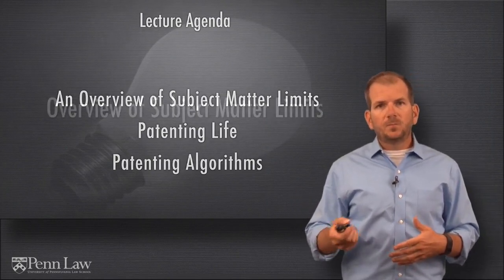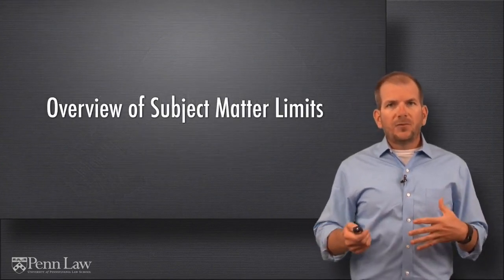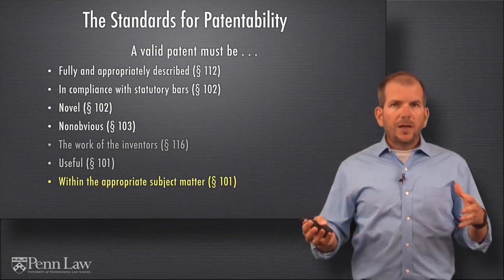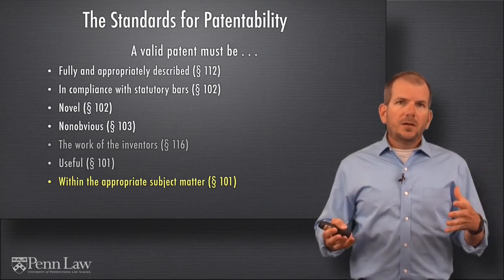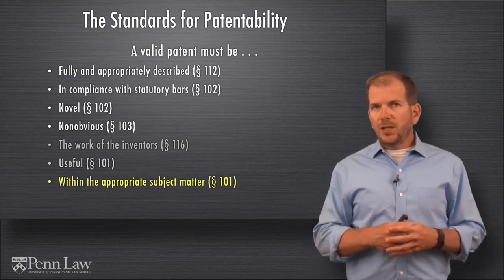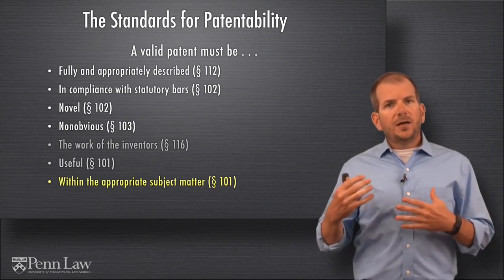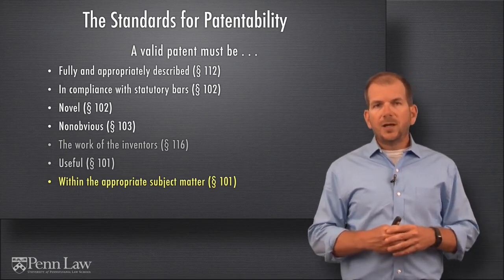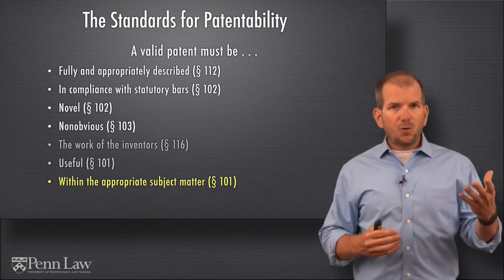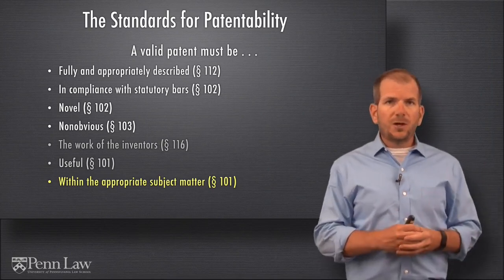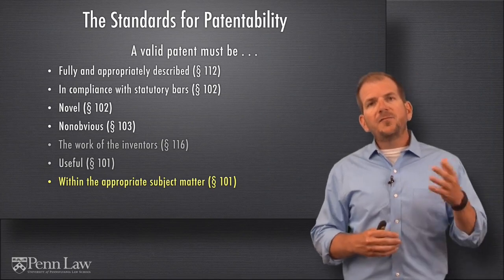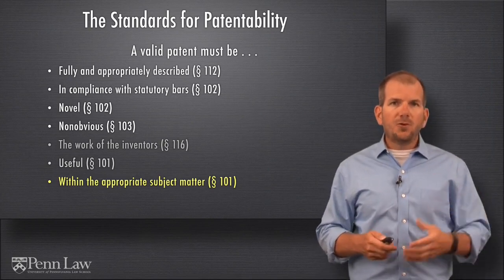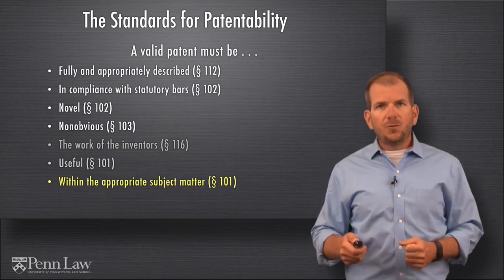So let's dive in. An overview of subject matter limits is to start with our standards of patentability. And we've looked at this list before, and in order to have a valid patent, you need to meet all of these particular standards. It needs to be fully and appropriately described. It has to be in compliance with the statutory bars from Section 102, the novelty requirement of Section 102, Section 103 non-obviousness. It has to be the work of the inventors, has to be useful. Neither of those two we're going to cover in this course, but I wanted to flag them for you. And then finally, what we're going to talk about now: every valid patent has to be within the appropriate subject matter, and that's found in Section 101.